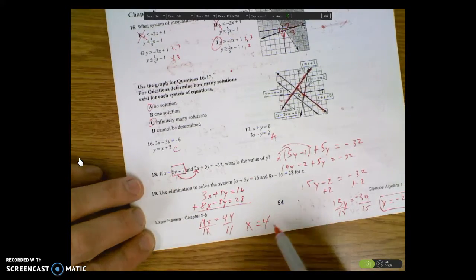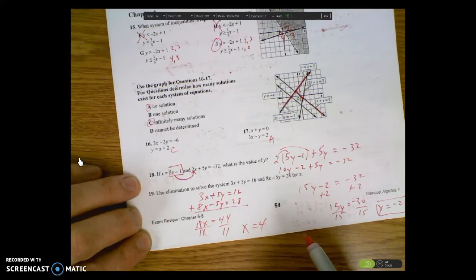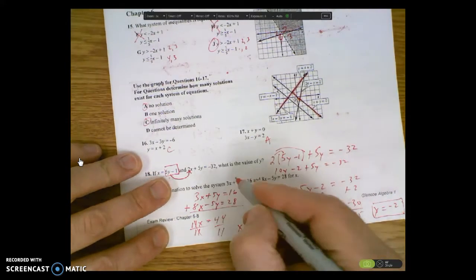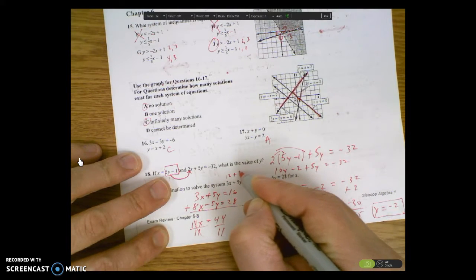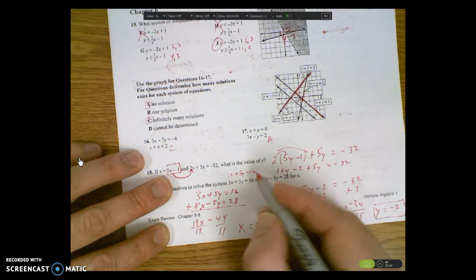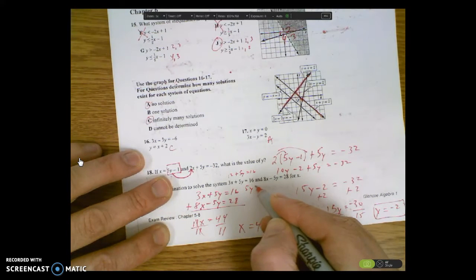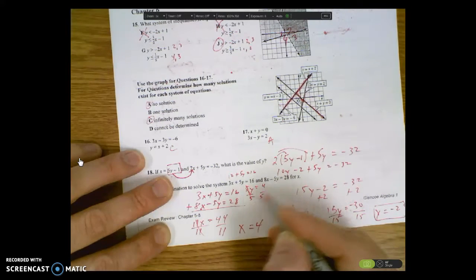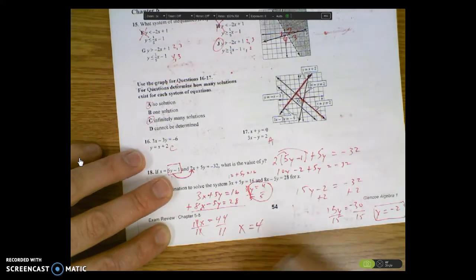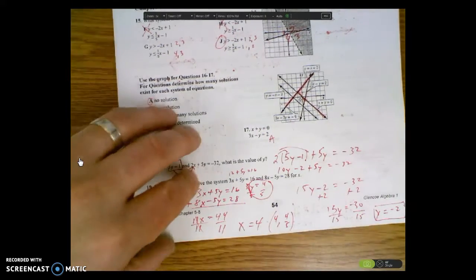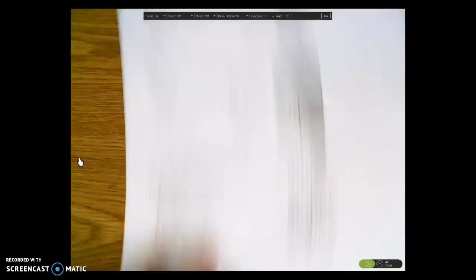So I have to plug that back into one of these two equations to get y. Looks like the first one might be a little easier. So 3 times 4 is 12 plus 5y equals 16. I'm going to subtract 12. I'm going to get 5y equals 4. When I divide by 5, I get y equals 4/5. So here's my ordered pair. All right, let's move on to the next page.